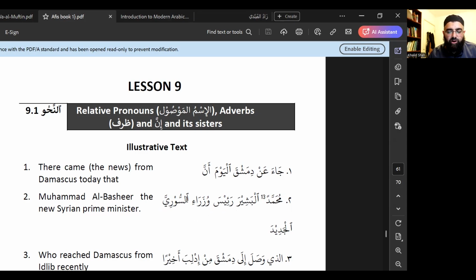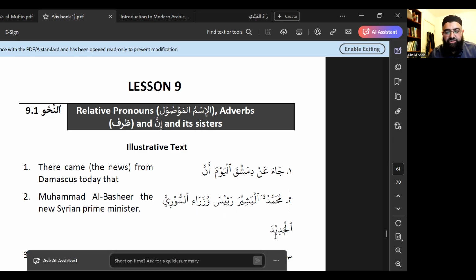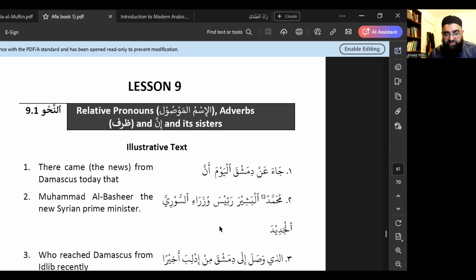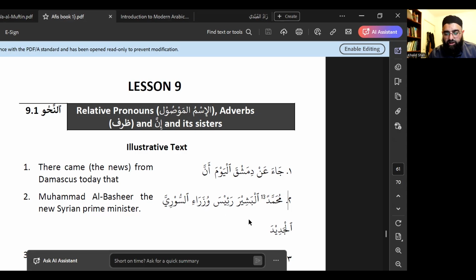So who's it referring to? Muhammad Bashir, Ra'is As-Suriya, right? It's a sifa of Ra'is. Al-Jadid is another sifa, the new Syrian Prime Minister, right? The new Syrian Prime Minister. So new and Syrian are both the Prime Minister's sifa. All right.